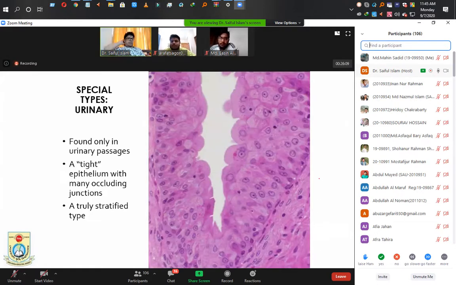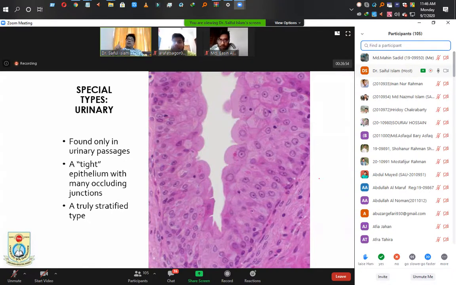So the next special type of epithelium is urothelium. Urothelium relates to the urinary system, one of the body systems. The urinary system has a special type of epithelium. It is basically stratified epithelium, but it is specially called urinary epithelium or urothelium, or it is also known as transitional epithelium, because its shape and size are variable according to the physiological status of the body.